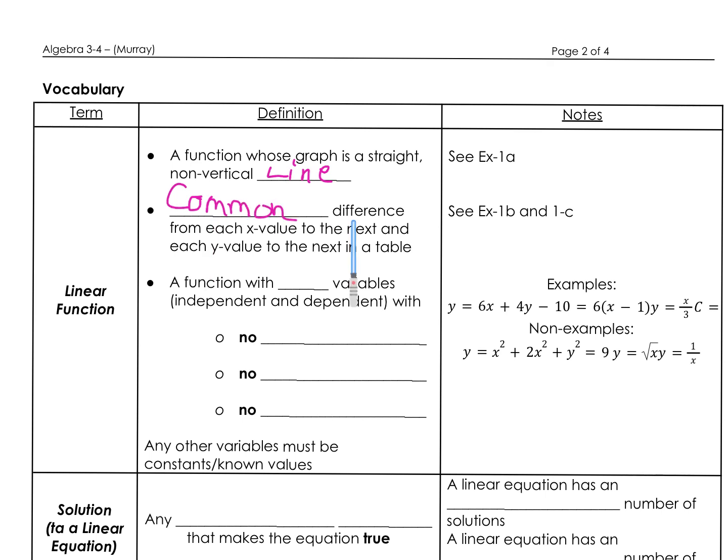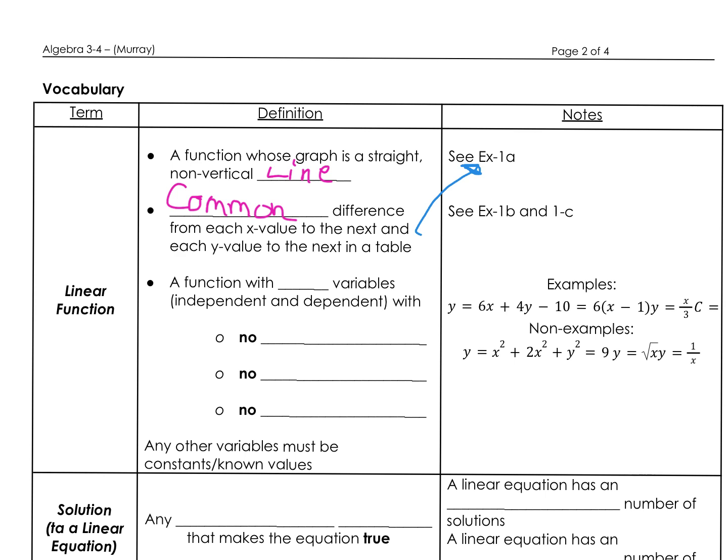There is a common difference from each x value to the next and each y value to the next in a table. So we did that common difference when we did example 1b, or I'm sorry, example 1a. So please put an arrow towards C example 1a for the common difference. That's how we found the slope to that table of values. We found the constant change in x's, which was -2, I believe, and then the constant change in y's, which was 3, and so we got our slope that way.